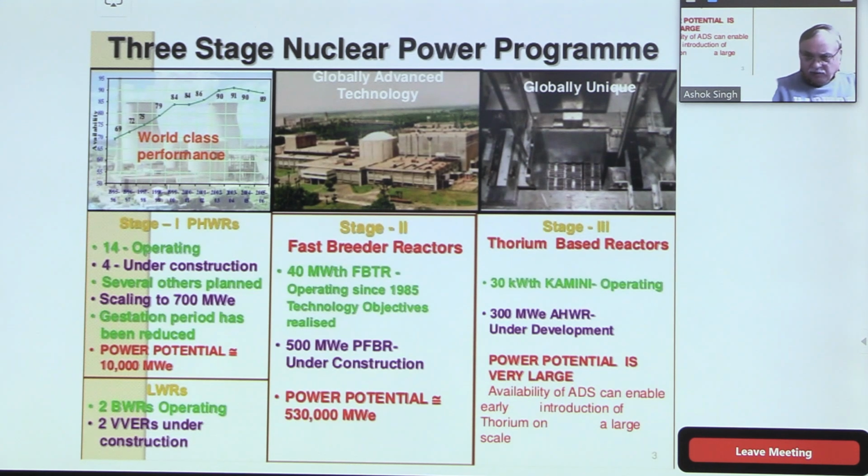This technology we'll talk about in some detail in a short while. But the basic idea of fast breeder reactors is, one, they use plutonium as the active fuel. Plutonium does not occur in nature.